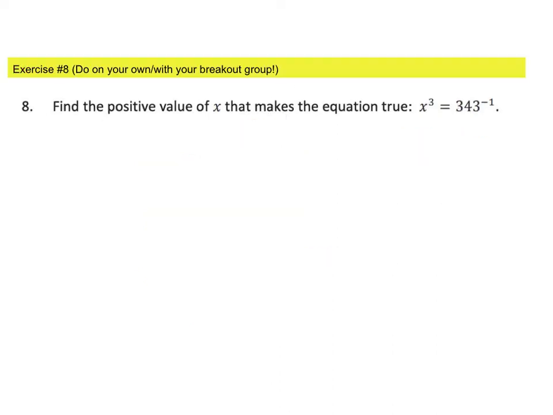All right, here I want you to find the value of x that makes this equation true. We have x to the third power equals 343 to the negative first power. First thing we want to do is get this negative 1 away. So everything over here stays the same, and this becomes a fraction. This becomes 1 over 343.